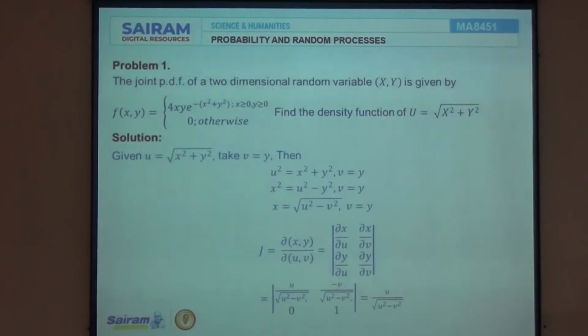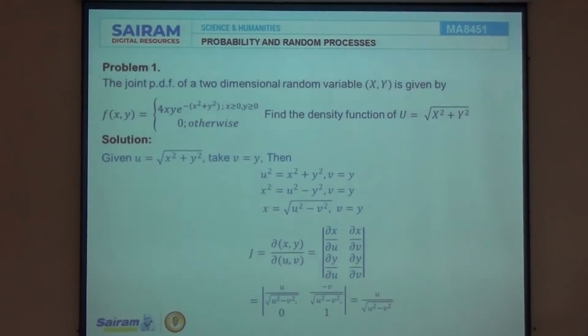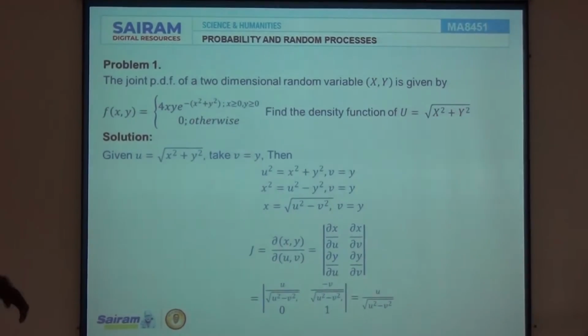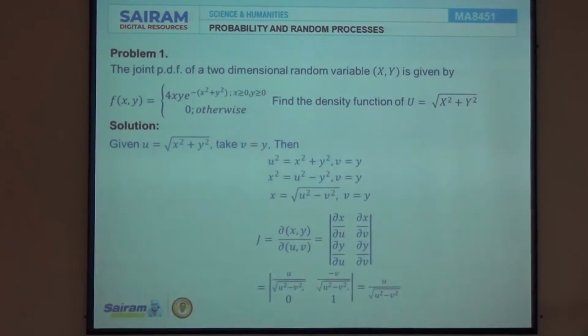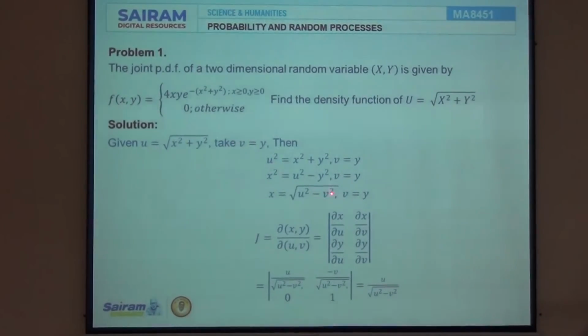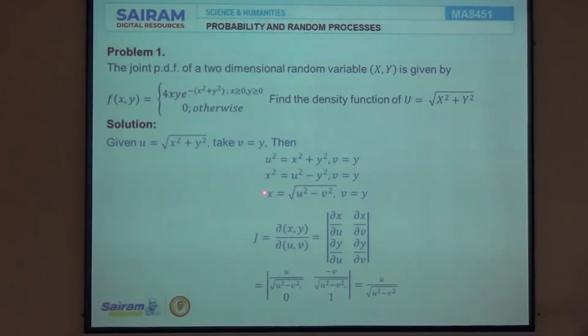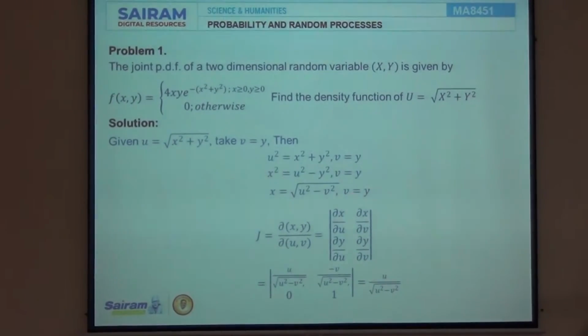First thing I want to do here is to check what they define for u and v. Say they define u equal to root of x square plus y square. V they have not defined here, so I assume that v equals y. From that I need to change x and y in terms of u and v. So x is equal to root of u square minus v square, and similarly y equals v.